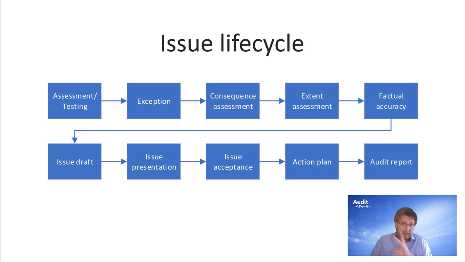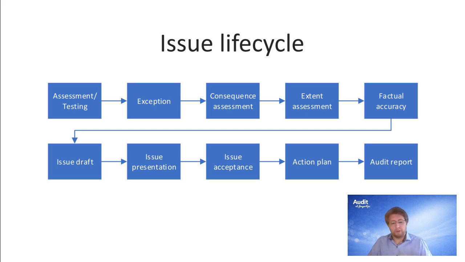So first we create an exception. We assess the exception. We assess how critical it is, how large it is. We perform consequence risk assessment. We perform extent or scale assessment. Then we verify whether the facts we collected are accurate. We didn't miss anything or misinterpret anything. Once it's confirmed, we draft the issue.